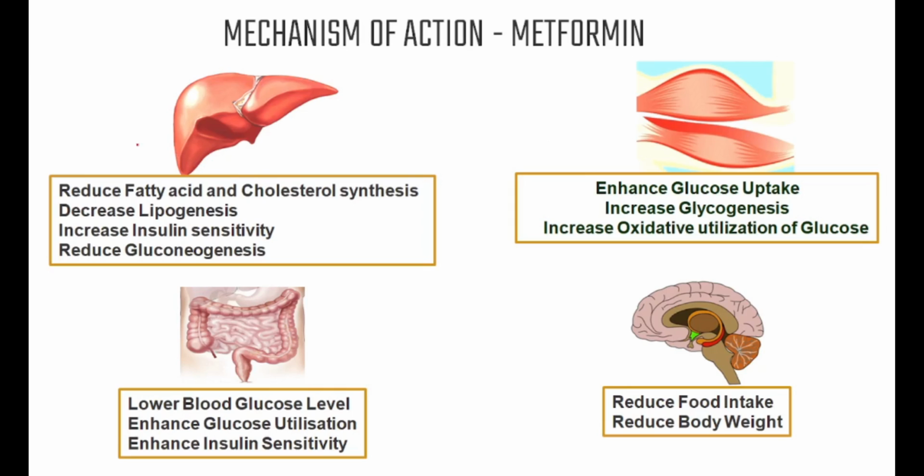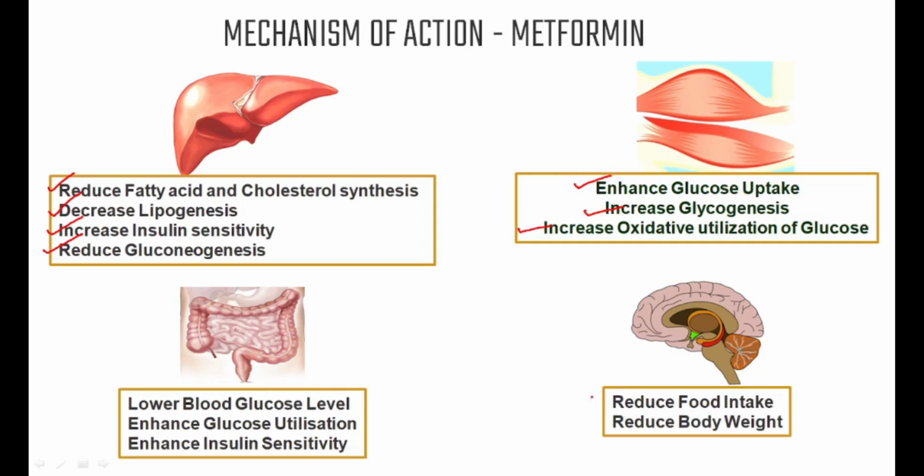Now what are the major effects of metformin in relation to diabetes mellitus? In the liver, it reduces fatty acid and cholesterol synthesis, reduces lipogenesis, increases insulin sensitivity and reduces gluconeogenesis. While in muscle, it enhances glucose uptake, increases glycogenesis, and increases oxidative utilization of glucose.